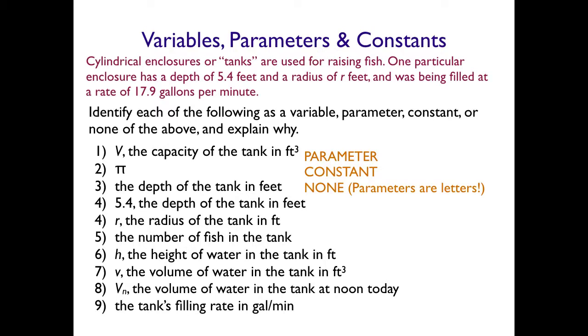But we're using these symbols and calling the symbols parameters or variables or constants. So pi is a symbol. It represents 3.1415, etc., the ratio between circumference and diameter of a circle. V is representing the capacity of the tank, capital V in number 1. But number 3 is just the description. It doesn't have a symbol to go with it. So that's a none of the above. So do you see any others of these that are none of the aboves?